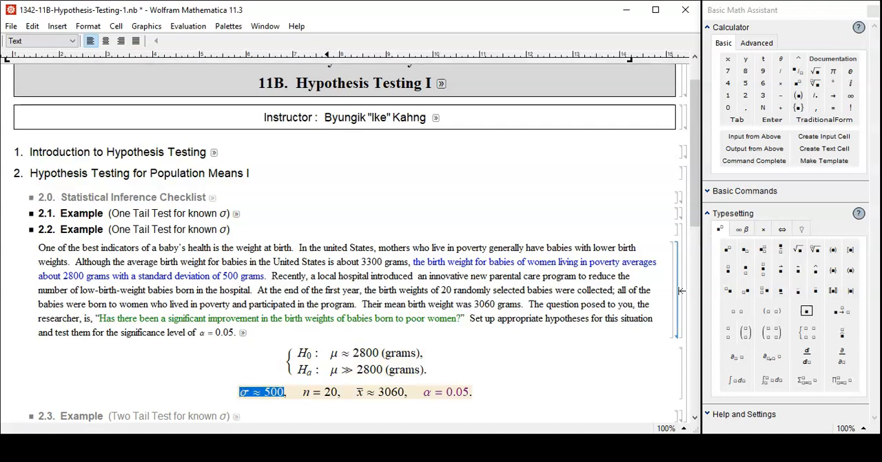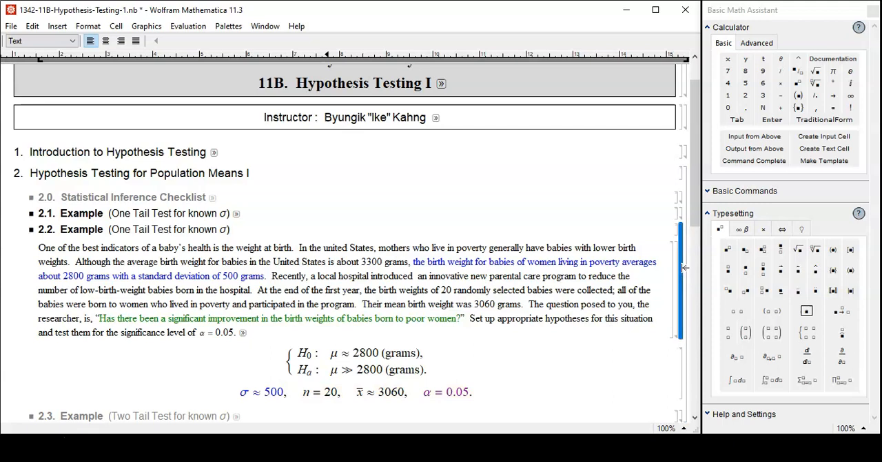Why population standard deviation? Why not sample standard deviation? That's because this 500 came with the null. Null, what do you mean by null? Nothing. You did nothing, none. You did not do any sample study. So this number came with a population. This problem did not specify population standard deviation of 500 grams. No problem will ever do that. You have to figure it out.